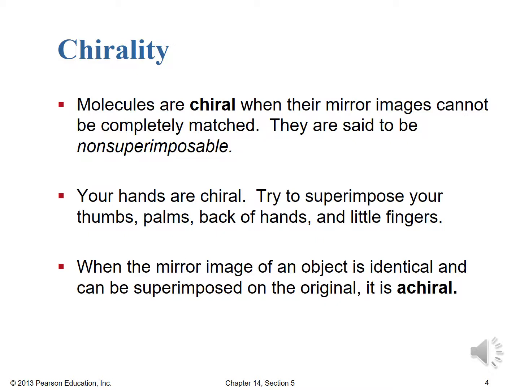As an example, your hands are chiral. So if you try to superimpose your hands, if we have either back of the hands up or palms up on both hands, we can't put them together palm to palm. That doesn't work. The little fingers don't align. They're mirror images. So when the mirror image of an object is identical and can be superimposed, it's known as achiral. So our hands are chiral.